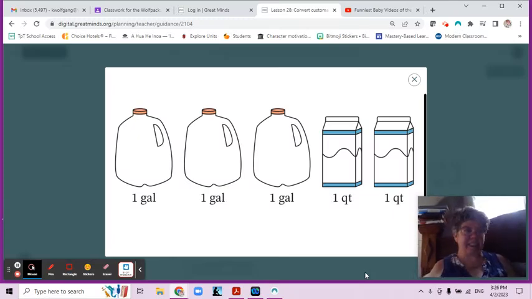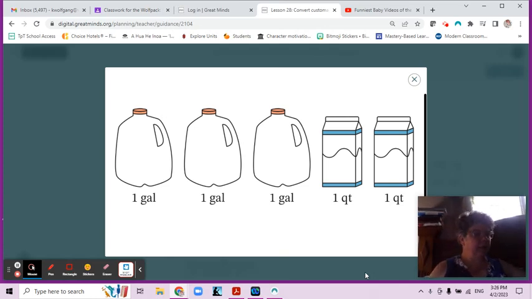Okay, here we are in lesson 28, and in front of you, you can see we have some milk. We have 3 1-gallons and we have 2 1-quarts. So our challenge for this afternoon is to represent all of this milk using only quarts or using only gallons.